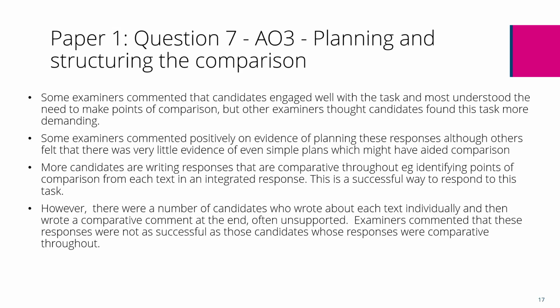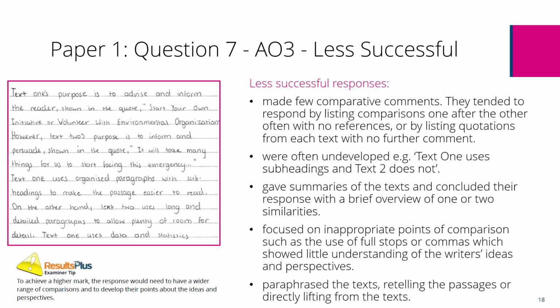So we're going to move on now to look at a quick summary of what less successful responses look like for this question 7 and the AO3. This is just a small extract from a response. It's a level 3 response, and you'll find it on pages 29 to 30 of the examiner report. So less successful responses made few comparative comments. They tended to respond by listing comparisons, one after the other, with no references, or by listing quotations from each text with no further comment.